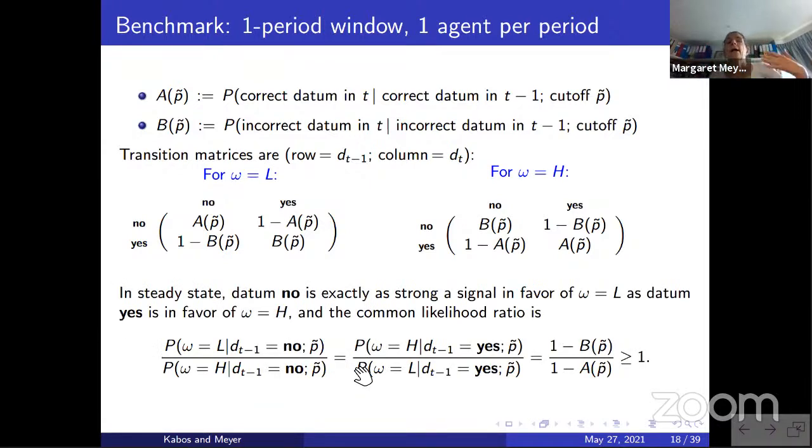Now in steady state, seeing a datum of no is exactly as strong a signal in favor of the low state as seeing a datum yes is in favor of the high state, which says that these two likelihood ratios here are equal. And furthermore, just doing a simple computation of the stationary probabilities for these two Markov matrices, that common likelihood ratio, or in other words, the informativeness of the last period's datum in steady state, is just given by this ratio here, 1 minus B of p tilde over 1 minus A of p tilde, which is always bigger than 1. So that tells us the steady state informativeness of what each agent sees before they choose their action.